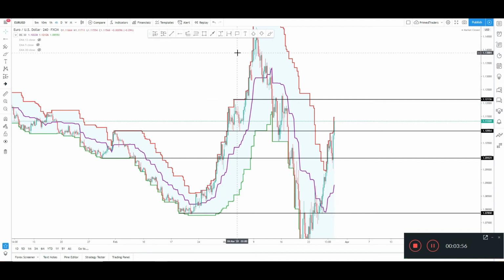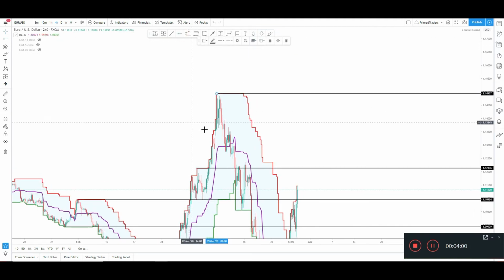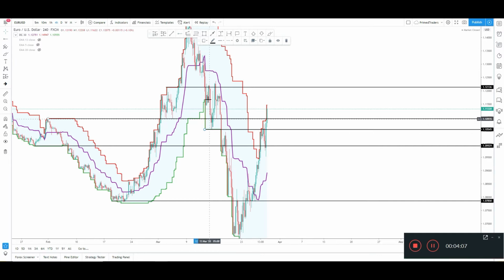Support from the past, that means we move to the future, and we have this. Okay? Now we start going down. And when we come down, we have this level right there. Support, bounce, breakout. We continue going down.